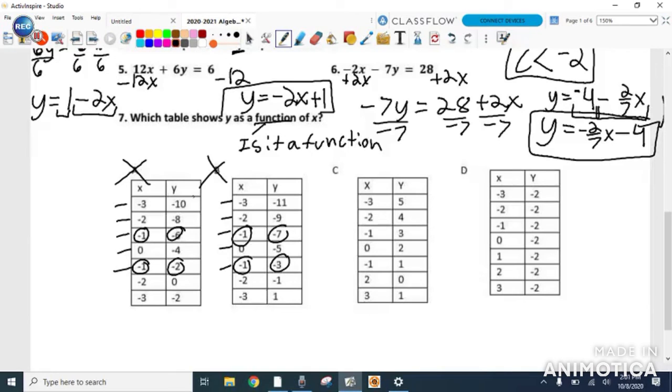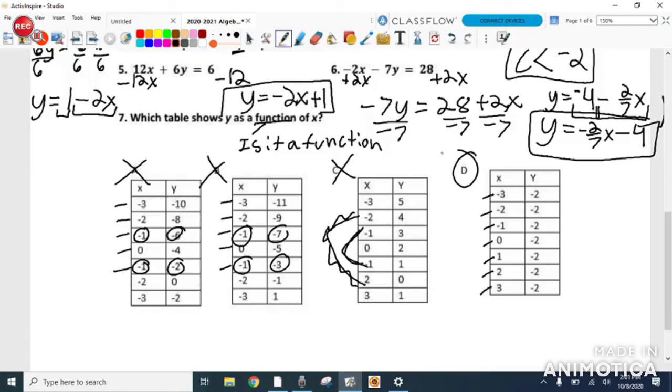Right here, not only do I have a negative 1 and a negative 1, I have a negative 2, negative 2. Oh, wait, I just have a negative 1 and a negative 1. Never mind. So this one also cannot be a function. Right here, though, I have negative 3, negative 2, negative 1, 0, 1, 2, and 3. All my x values are different, so that means that 7 is indeed a function.